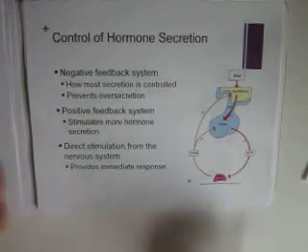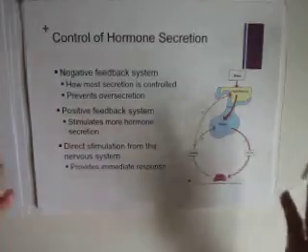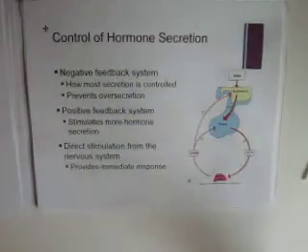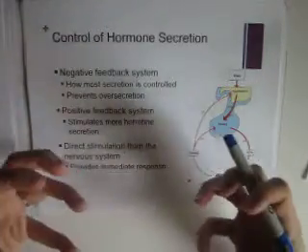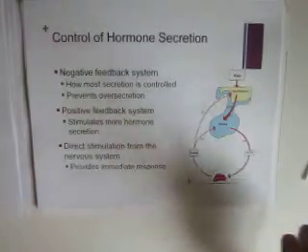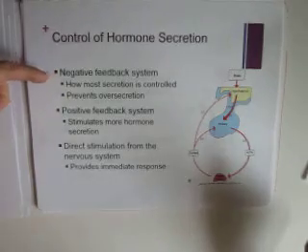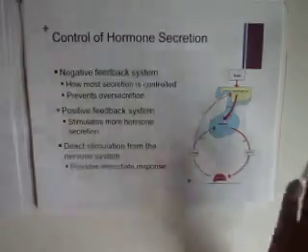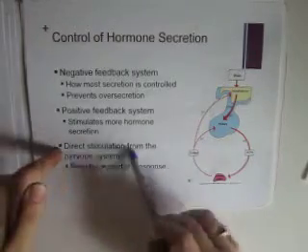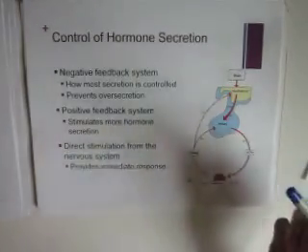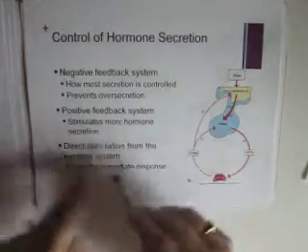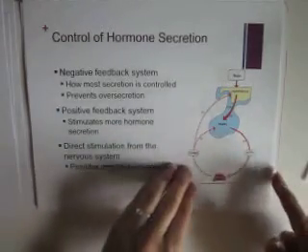How do we control these little tiny things? We can't just have them floating around and causing havoc all over the place. Our bodies would be a mess. So to maintain homeostasis, we have to have some checks and balances. There's a negative feedback system, there's a positive feedback system, and those usually counteract each other. And then we have another kind of third one, which is a direct stimulation from the nervous system. We'll talk about that one in relation to the fight or flight response.